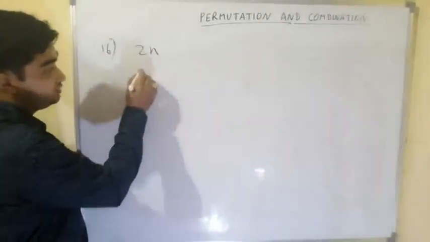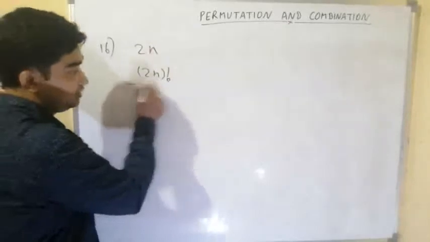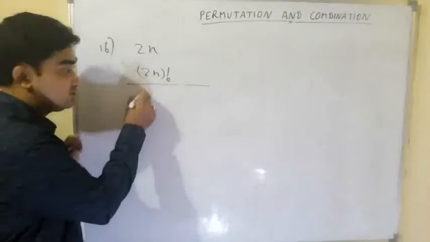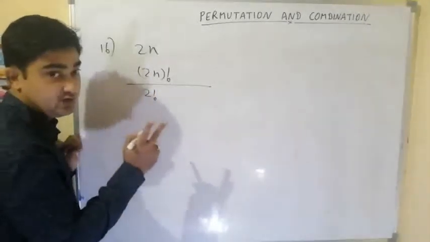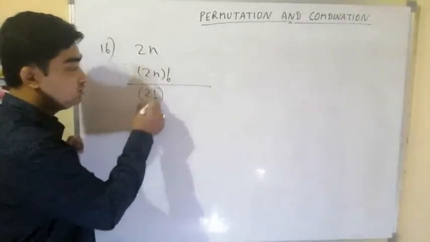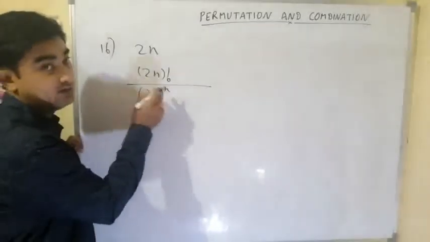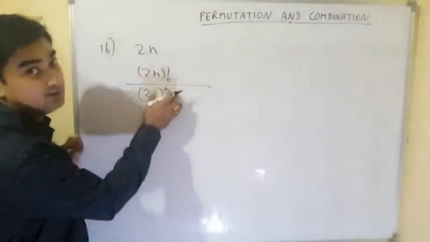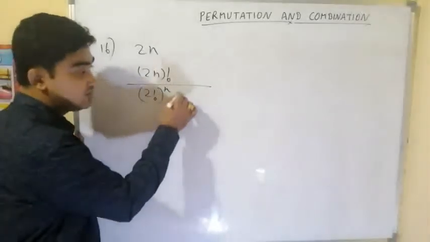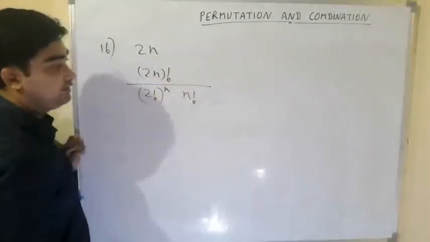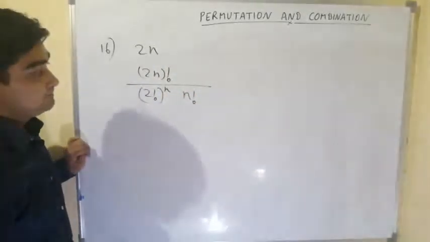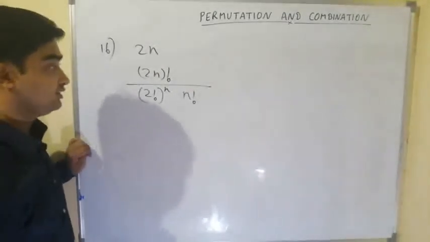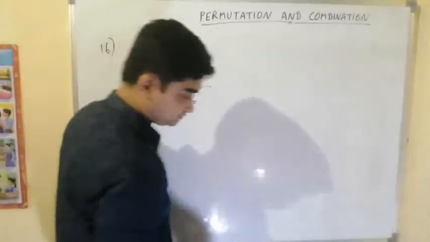So what will happen? Already we know the number of ways in which we can divide in groups: 2n factorial divided by the size of the group, which is 2 factorial. Size of every group is 2 factorial. But how many groups are there? N groups. So 2 factorial power n, that is 2 factorial into 2 factorial into 2 factorial, n times. Then the size of the n groups is the same, so divided by n factorial. So this is the answer.